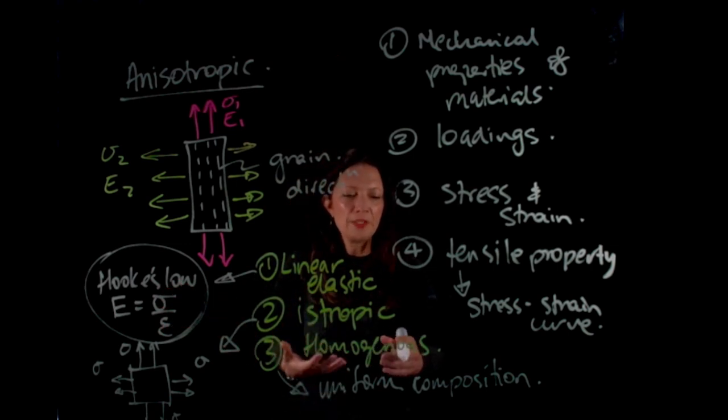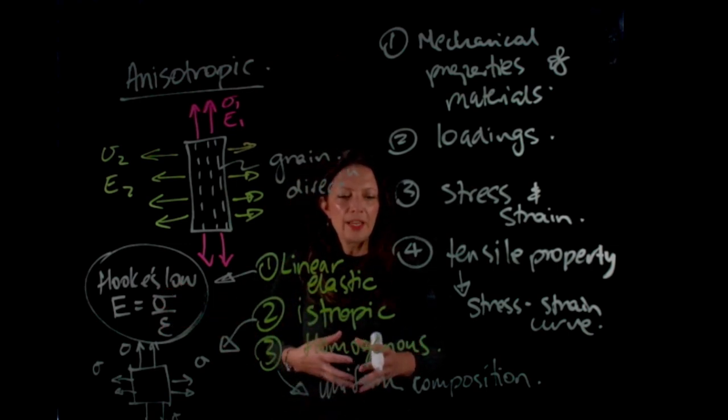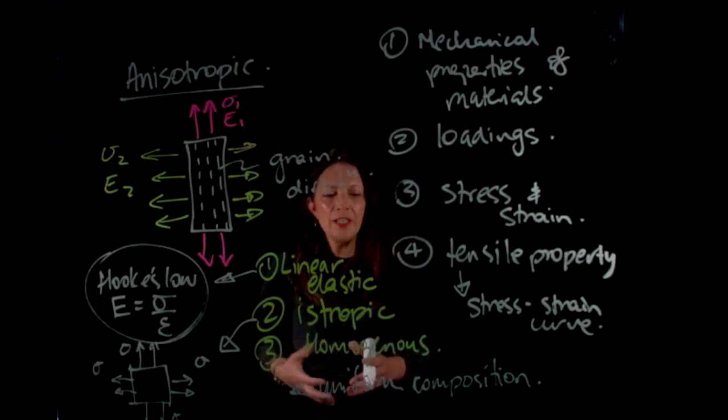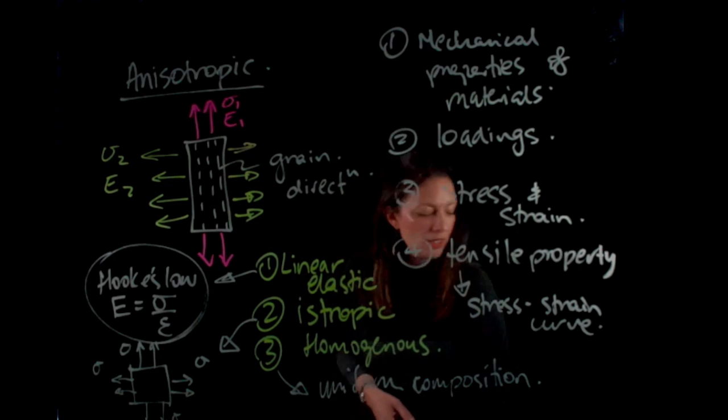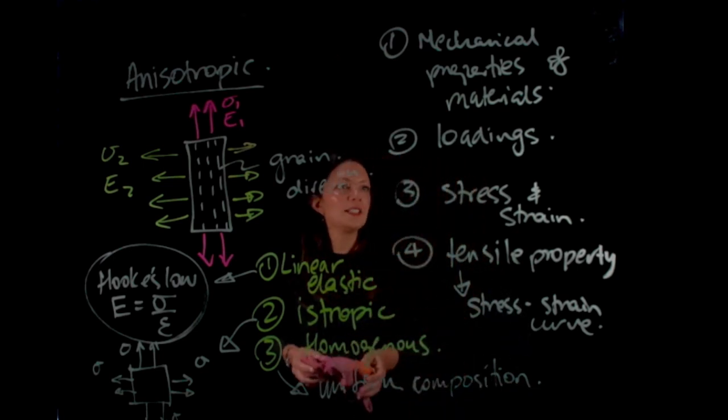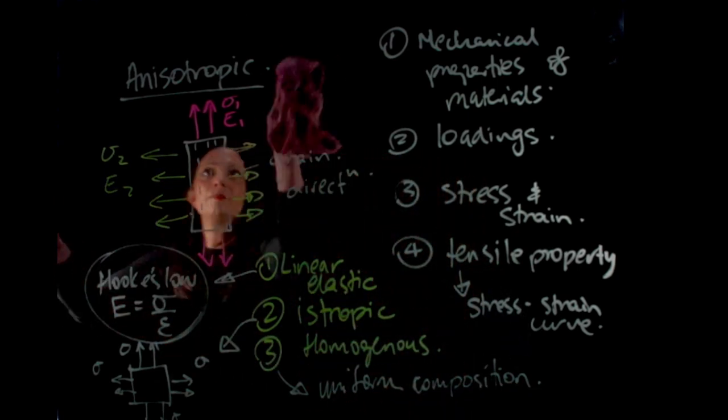There are other material properties that affect the material behaviour, such as the temperature, the rate of loading, and other boundary conditions. So let's take a look at the different types of loadings.